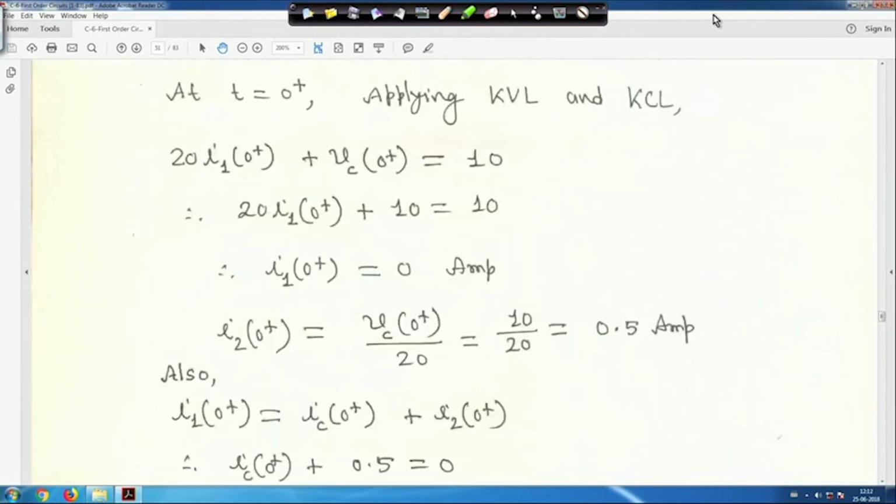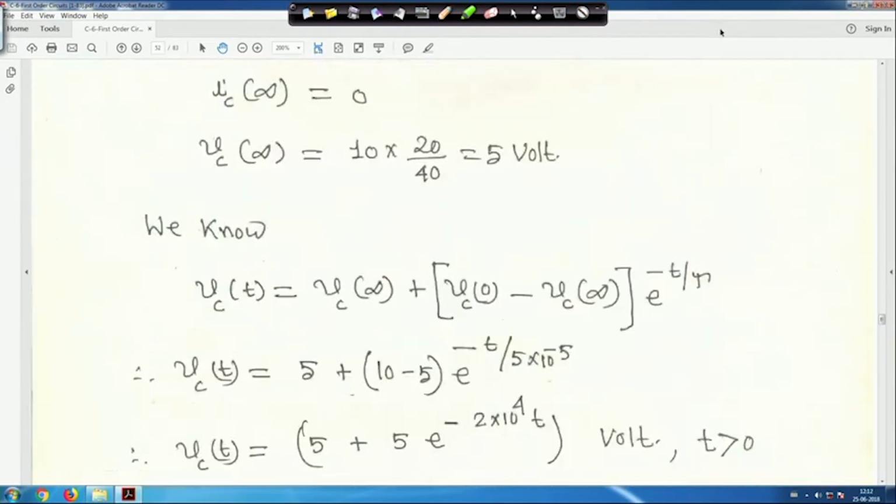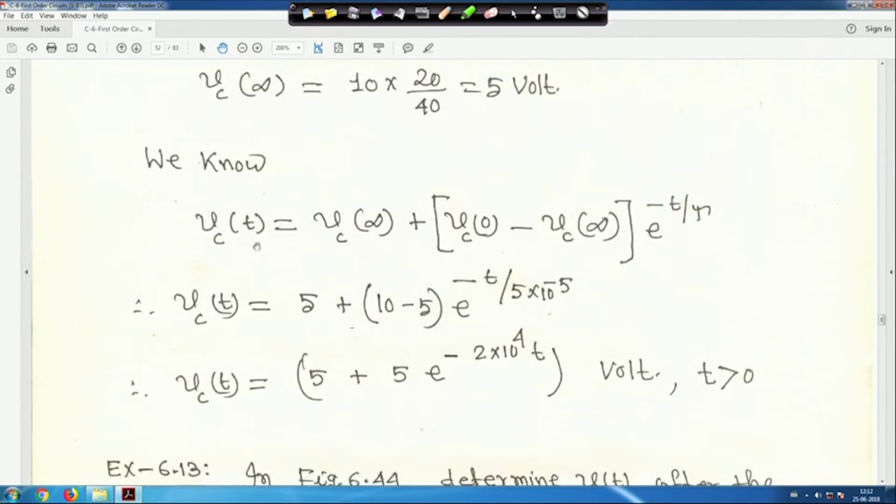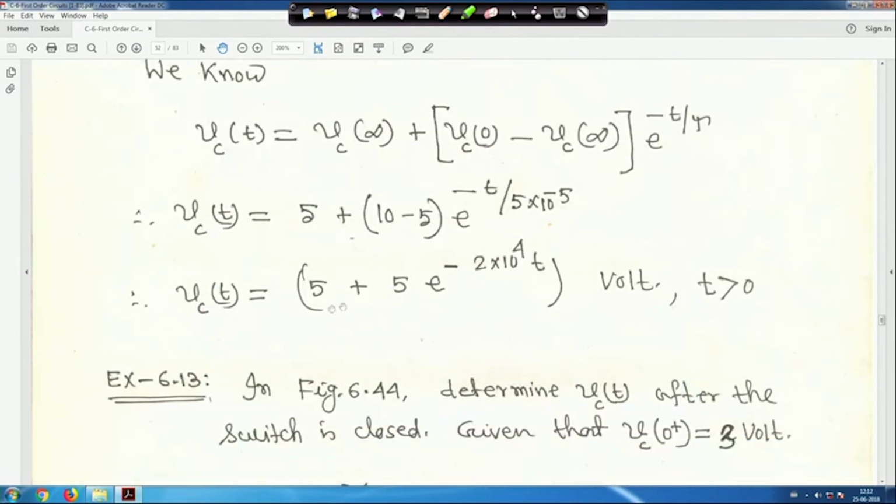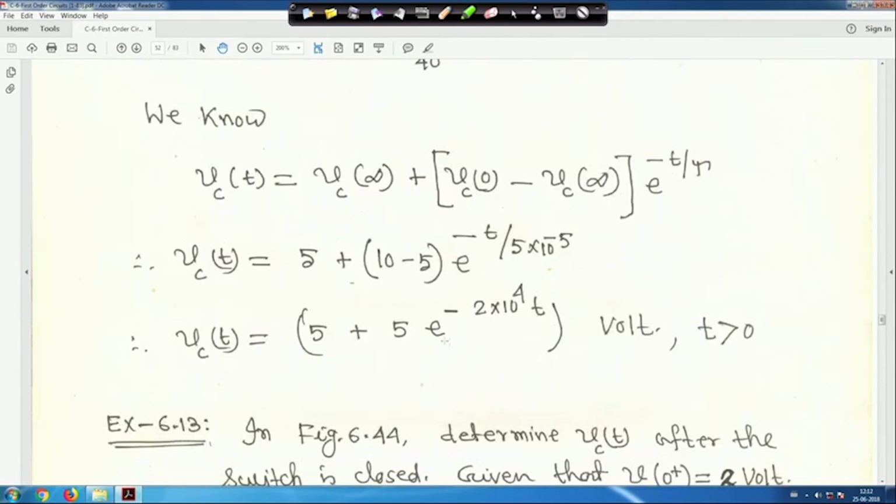So, Vc(0) and Vc(infinity) are all known to us. Vc(infinity) is 5 volt, I hope you have understood this, right. Therefore, Vc(t) is equal to Vc(infinity) plus Vc(0) minus Vc(infinity) times e to the power minus t by tau, the generalized formula. You substitute Vc(infinity) 5 volt, Vc(0) 10, and e to the power minus t by 5 into 10 to the power minus 5, that is tau, the time constant, for t greater than 0. So, Vc(t) is equal to 5 plus 5 e to the power minus 2 into 10 to the power 4 t volt, for t greater than 0.